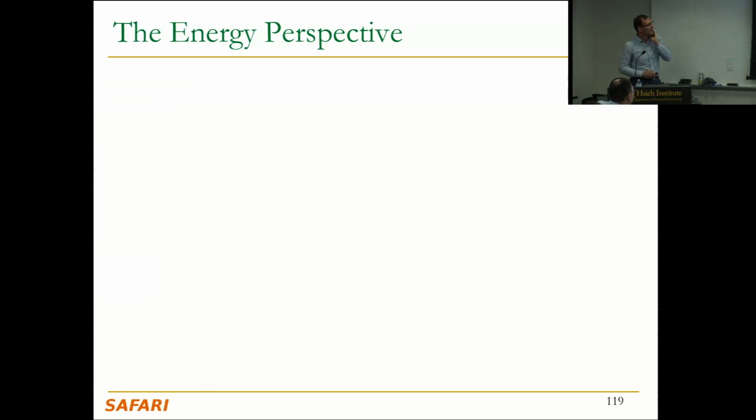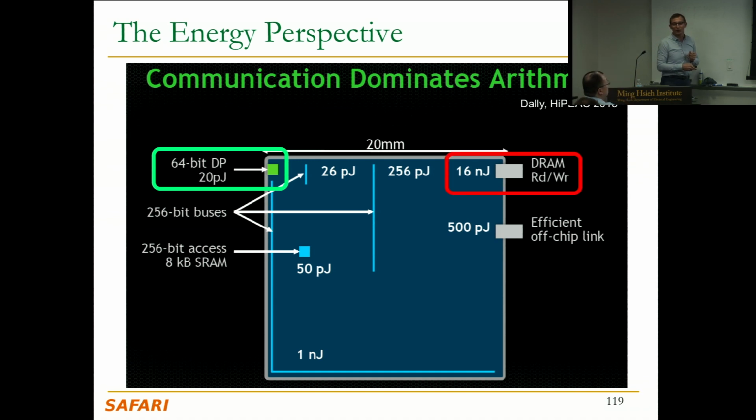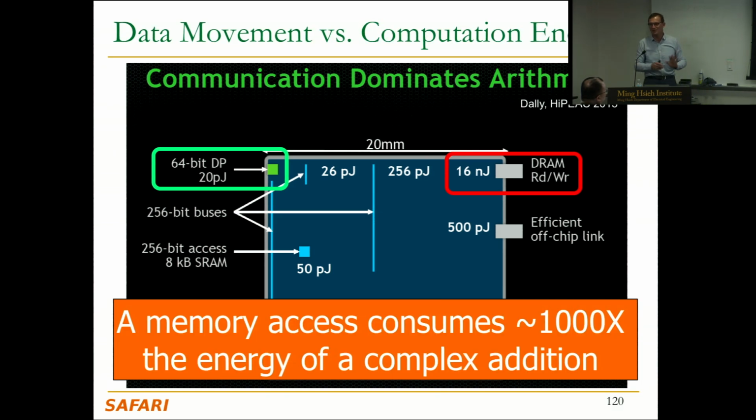Let's take a look at the energy perspective very quickly. This is a slide that I borrowed from Bill Dally. We could argue with these numbers because this is a relatively old slide. Also, it depends on technology. But if you look at a 64-bit double precision floating point operation, it's about 20 picojoules according to these numbers. A DRAM read or write is about 3 orders of magnitude higher energy. And I'll take the liberty to make it 3 orders of magnitude. It's about 1,000x.